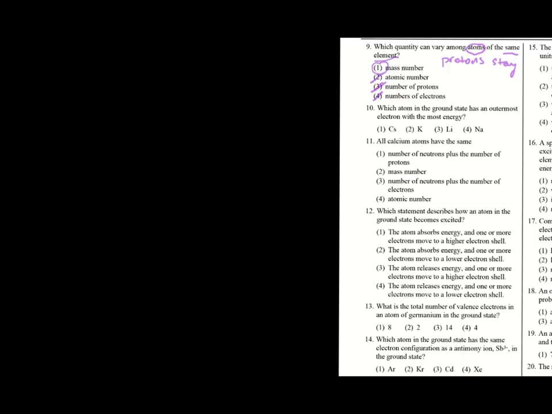Number 10. Which atom in the ground state has an outermost electron with the most energy? For number 10, we have to think most energy. Those are the ones at the higher energy levels, nothing down in the first level. And when we say outermost, we're thinking valence electrons. So which one has the most energy levels, so to speak? Because the one with the most energy levels has the most energy. You're going to look in your reference table and look at each of these. I'm going to pull it up in a bit.